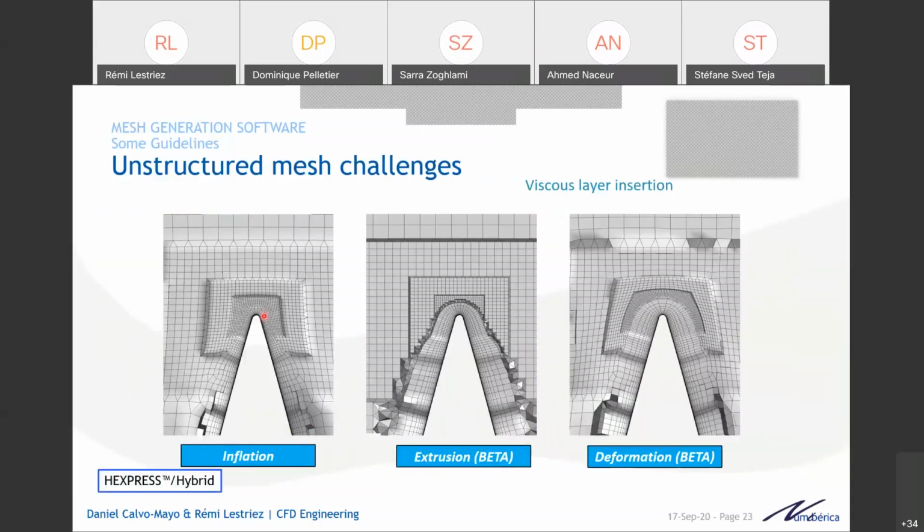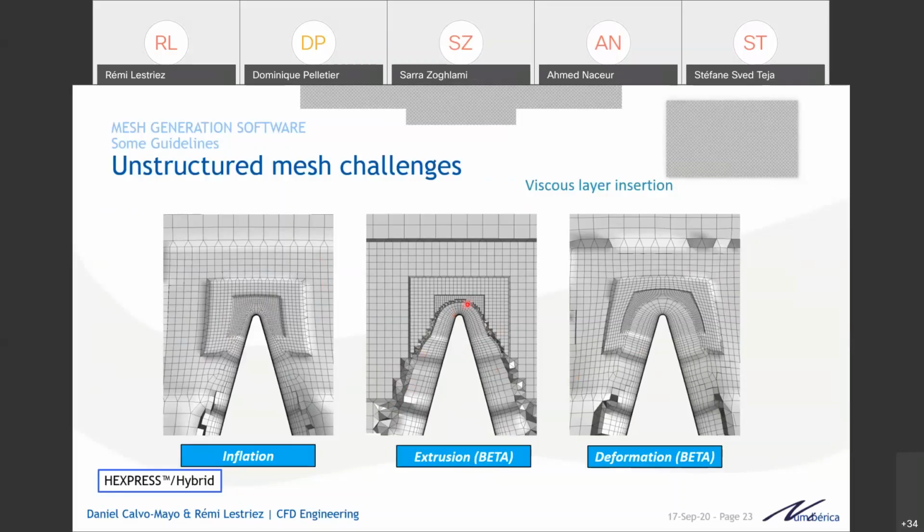Then another difficulty is the viscous layer, or how you define the viscous layer. Here you have different examples of viscous layer techniques. One is inflation, where you push all the cells and insert your viscous layer. Then you have extrusion, where you cut all the cells, install the viscous layer, and then have a transition layer. And deformation is something in between, closer to inflation.